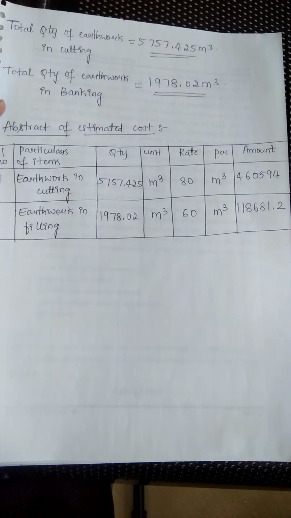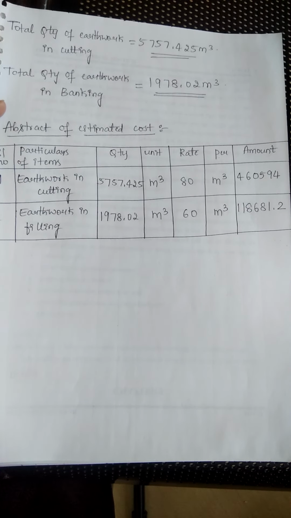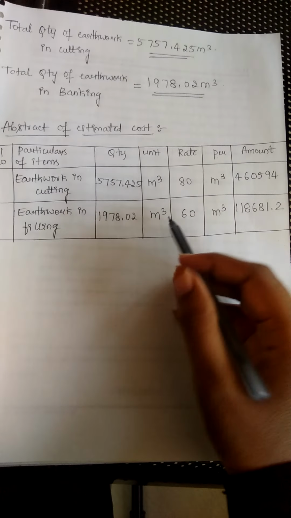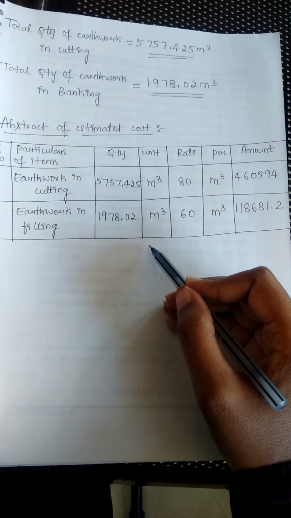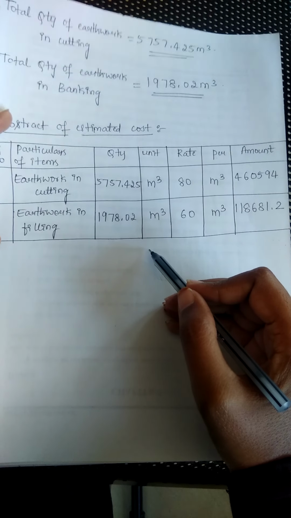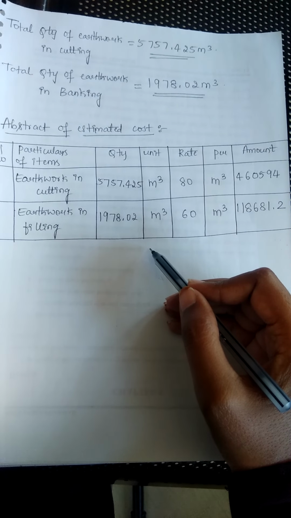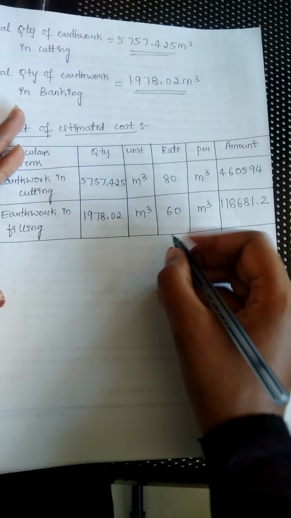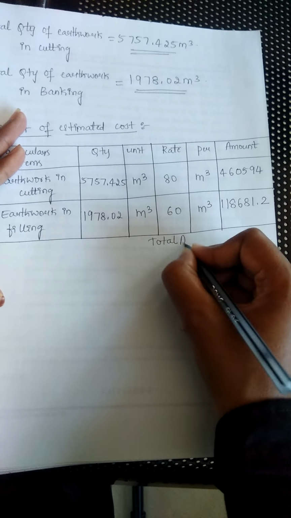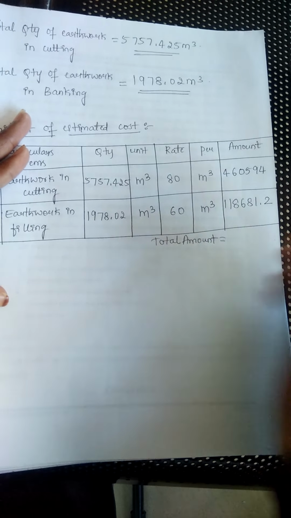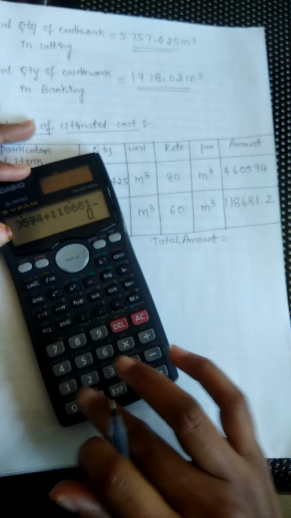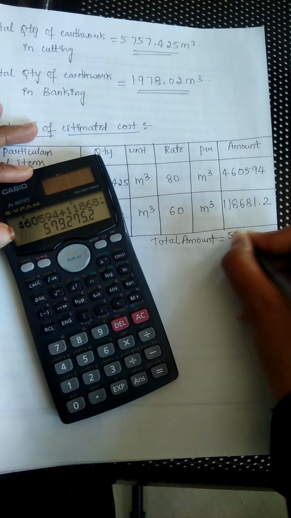Now we need to find the total amount which has to be spent for the excavation portion, that is the earthwork excavation, as well as the filling. That means for the complete road work, what is the amount it actually takes, that we need to find. So for finding that, we have to add these two amounts. You first find the total amount here by adding those two amounts. So you add 460594 with 118681.2.